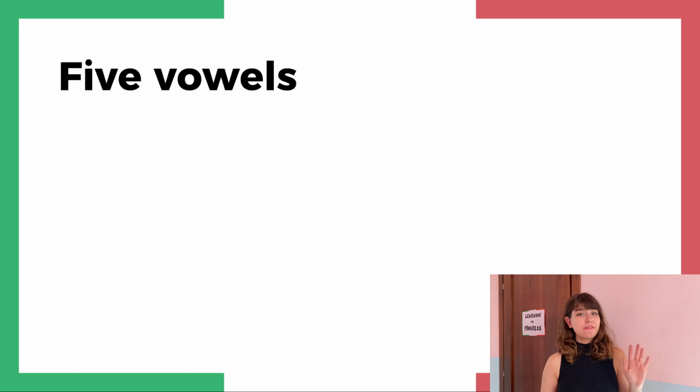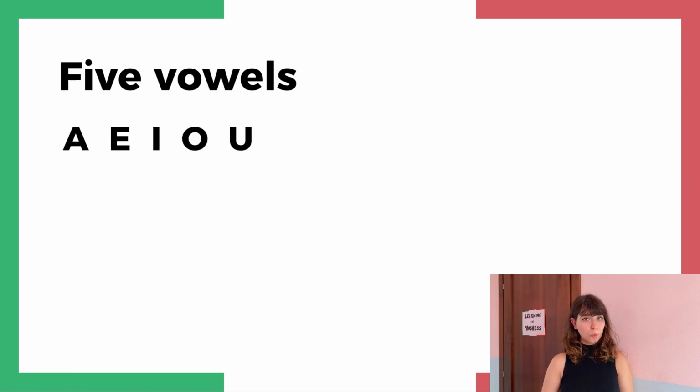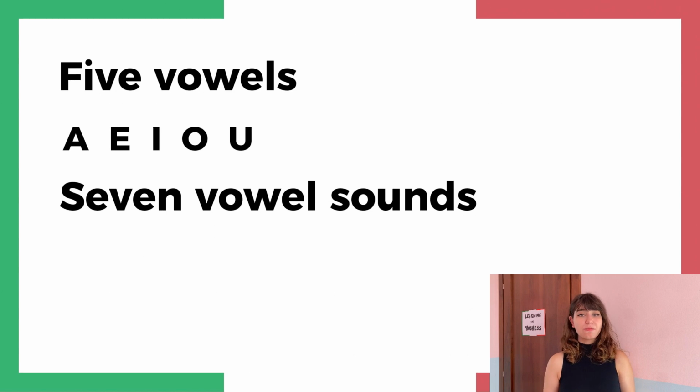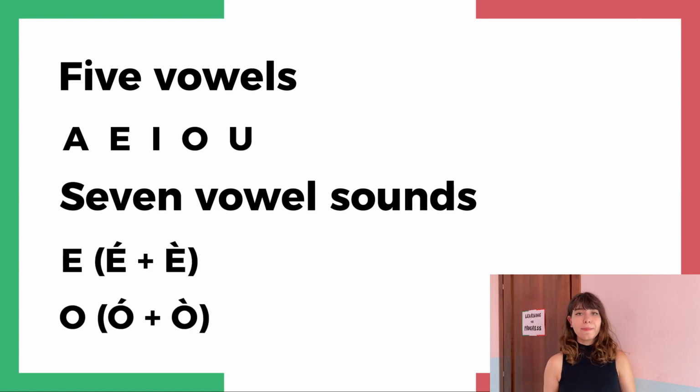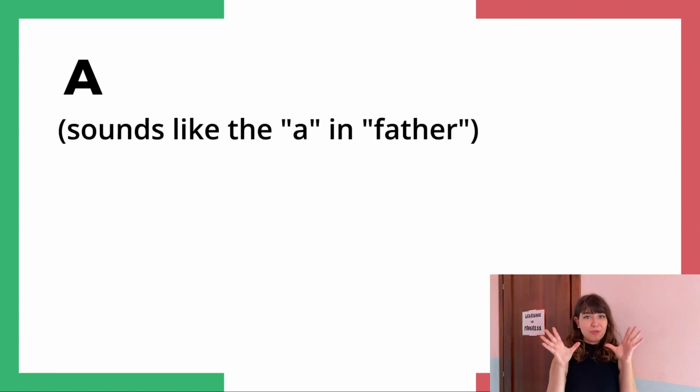In Italian we have 5 vowels: A, E, I, O, U. But 7 vowel sounds because E and O can make 2 sounds each. A is the first vowel and first letter of the alphabet. It's called A, it's pronounced A. Couldn't be easier. Just keep your mouth wide open and say A. A.